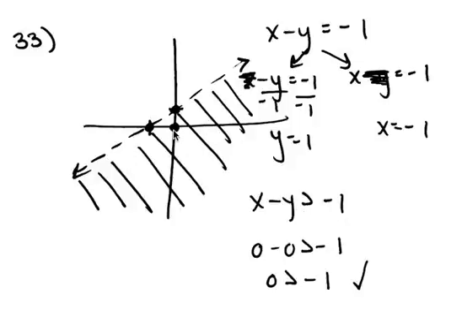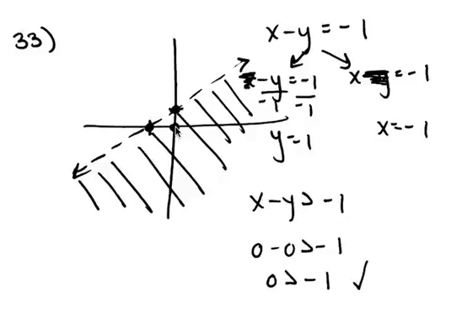From there, I used a test point. So I plugged in 0, 0 because that's the easiest point to choose. If I plug it in here, I get 0 minus 0 is greater than negative 1. You'll see down here that 0 minus 0 is in fact equal to 0, and yes, that is greater than negative 1, so that is a true statement when I put a check mark.